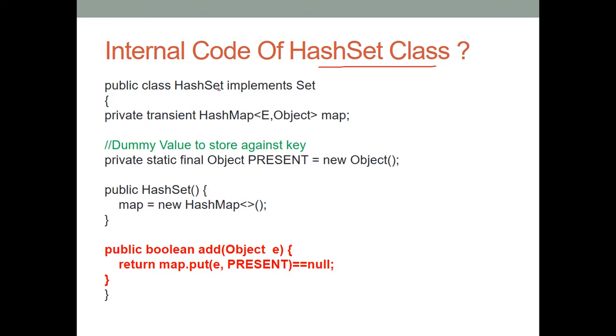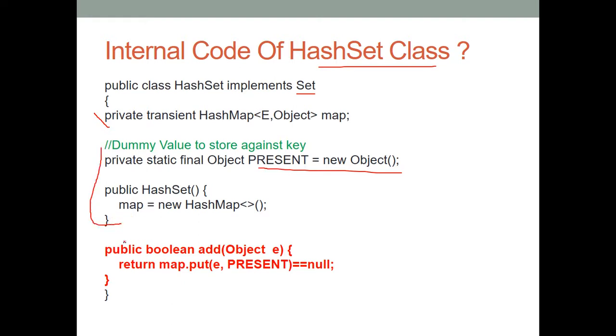Public class HashSet implements Set. Your HashSet is implementing the Set. Private transient HashMap map. No problem, you are creating one object like a HashMap, and private static final Object PRESENT equals new Object. Then public HashSet, and in the constructor you are calling map equals new HashMap. So internally, that code is there.